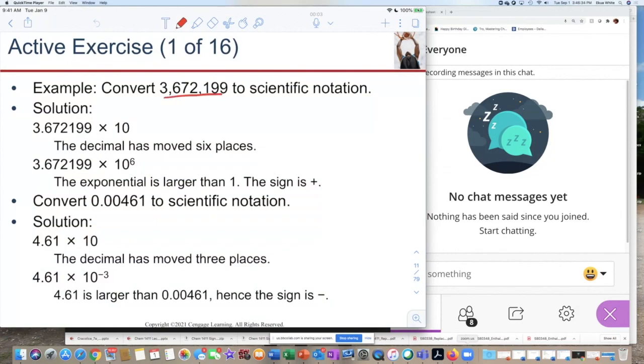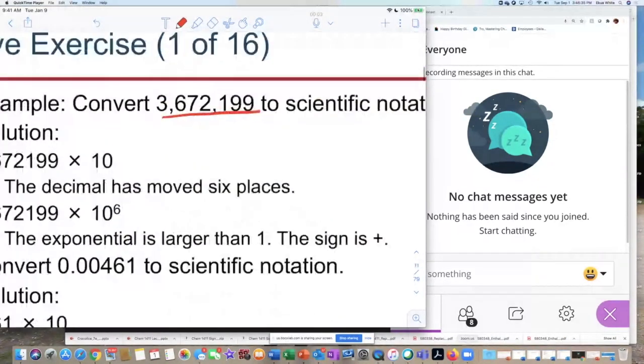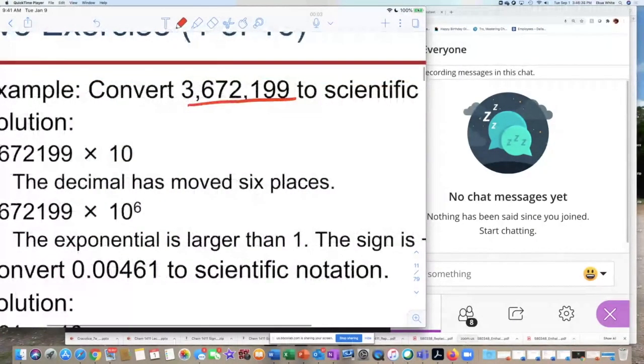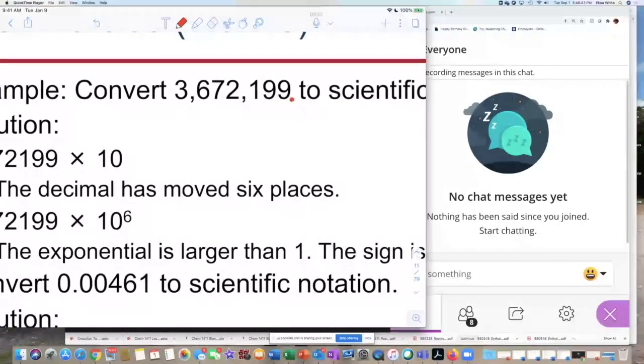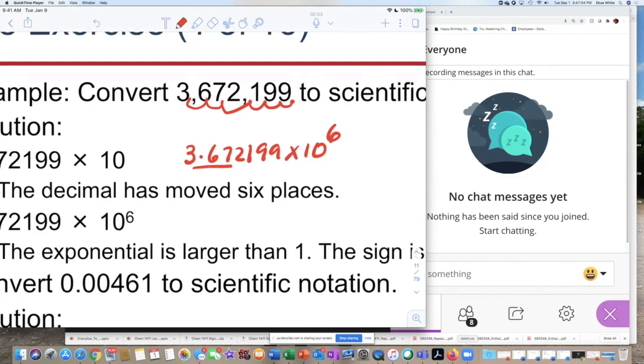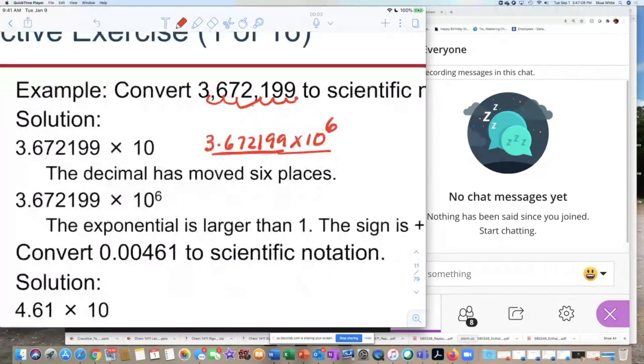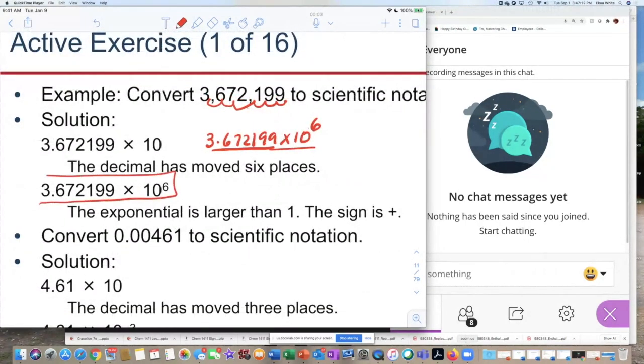So in this number here, we're being asked to convert that number to scientific notation. Just like before, they moved the decimal. These are commas, not decimals, right? So you place your decimal at the end and move your decimal 1, 2, 3, 4, 5, 6 spots to the left. So your number will be 3.672199 times 10 to the power 6. Since this number here is less than the original, you leave this as a positive. And that's how they get this number right here.